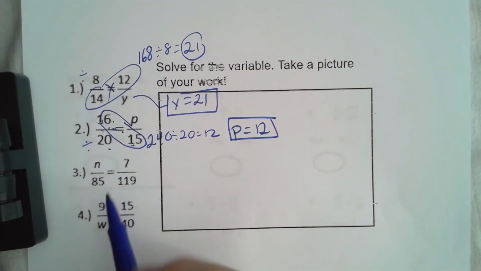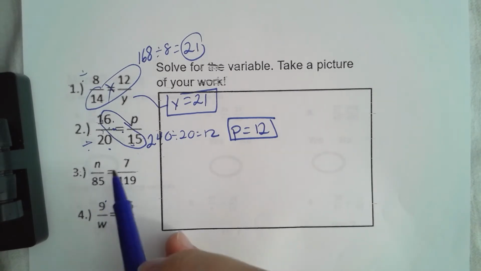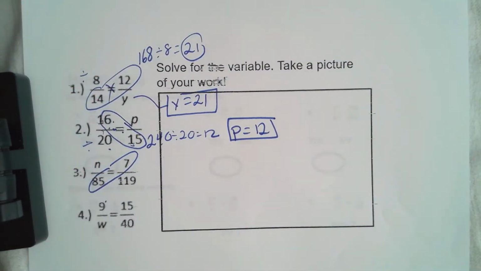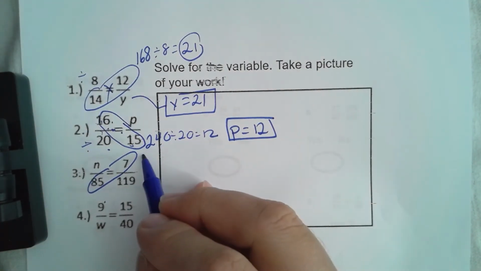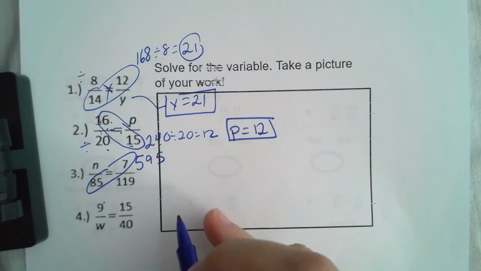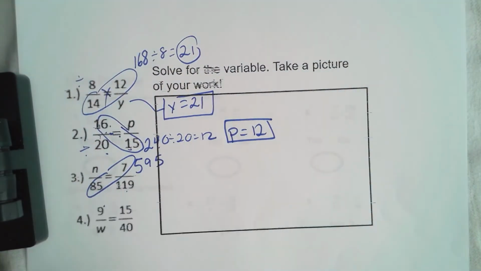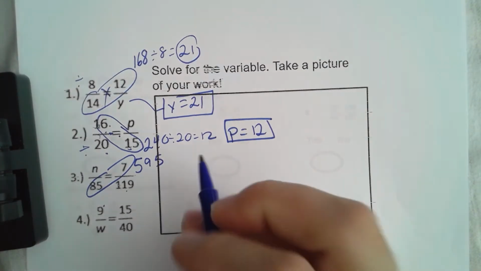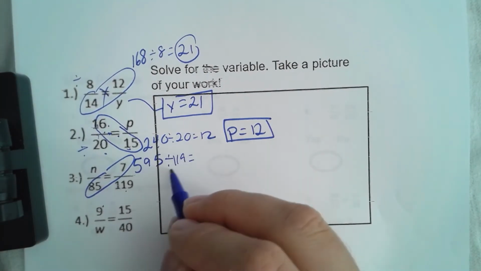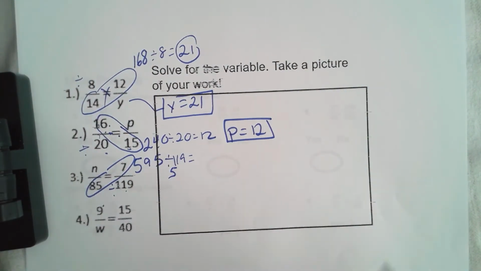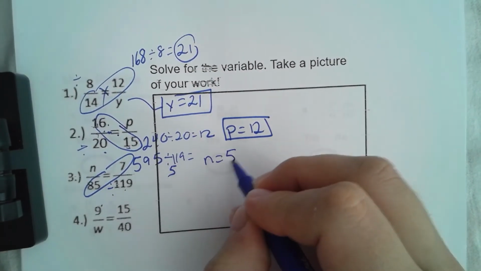Alright, let's go to number 3. n over 85 equals 7 over 119. First I need to do 7 times 85. I get 595. And then I divide by 119. I get 5. So the last number I get here, I need to divide. So n equals 5.